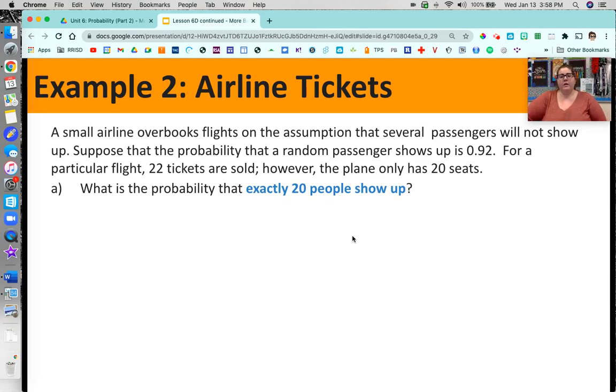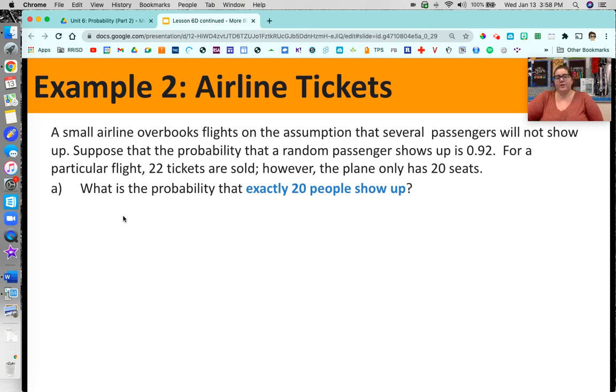So here's the thing. We have a set number of trials. There are 22 tickets sold, which means 22 people could potentially show up. And we're finding the probability that 20 show up, so out of 22, that 20 show up. So this would be binomial.